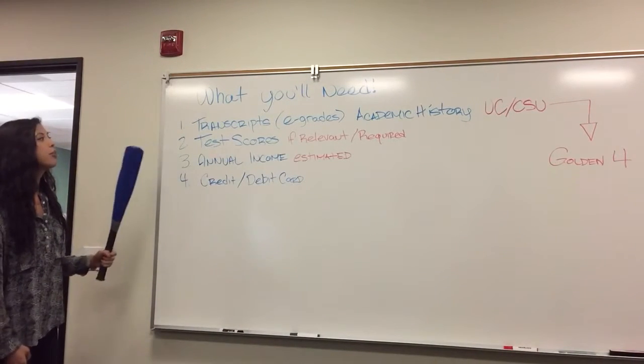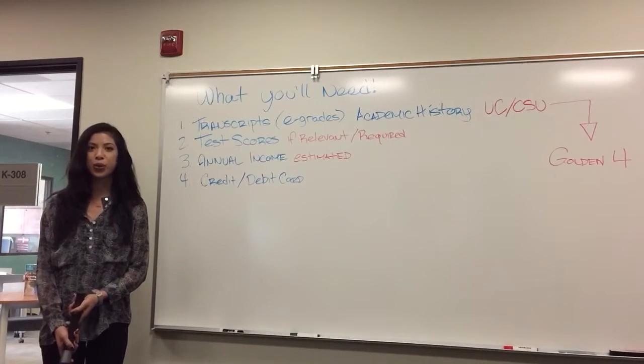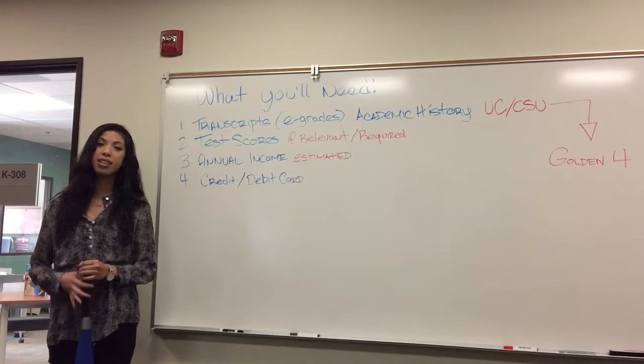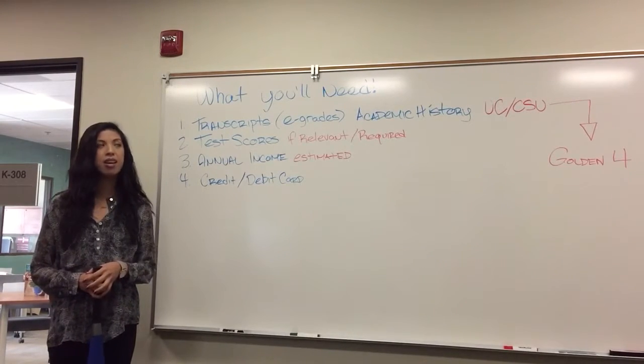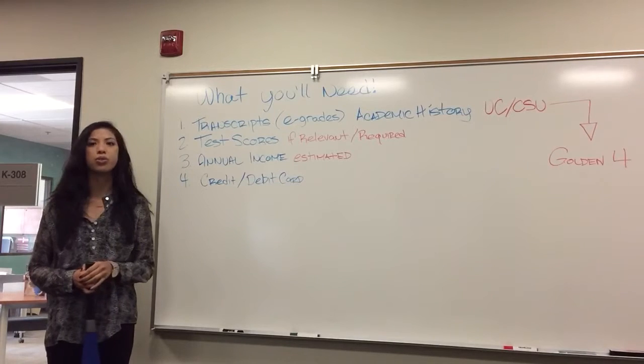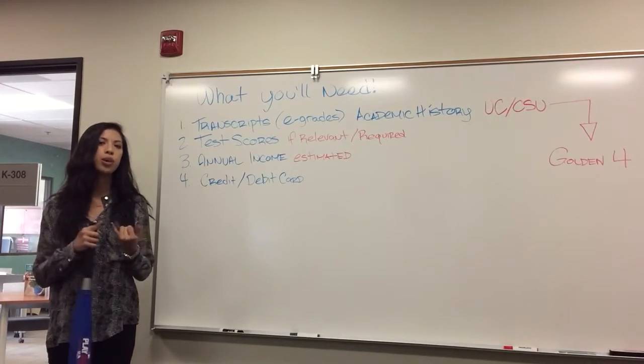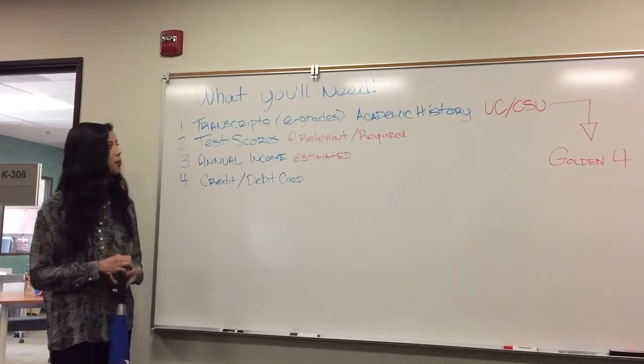Second, the applications are going to ask for test scores if that's relevant for you. So for example, if you took AP tests in high school or AP classes, they're going to want to know what scores you got. So you can get your scores off of College Board and let the application know what test you took and what score you got on there.